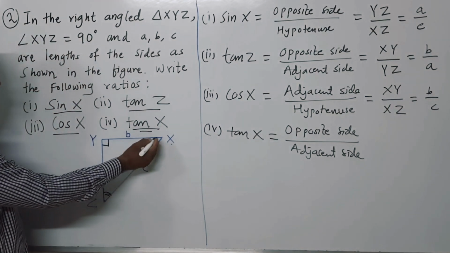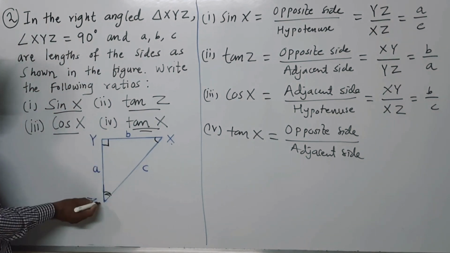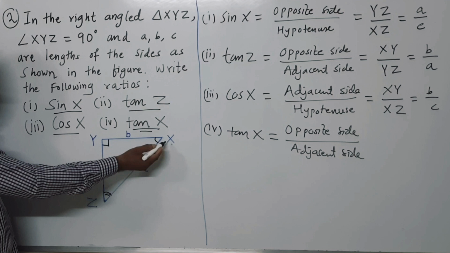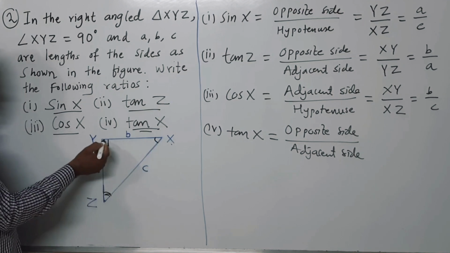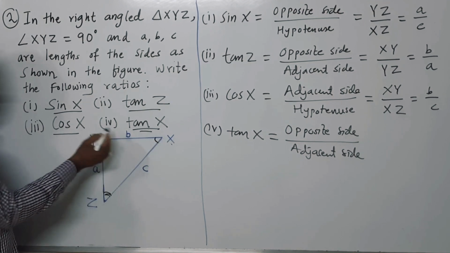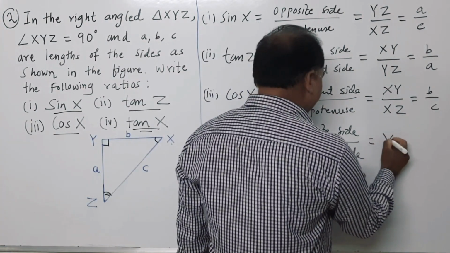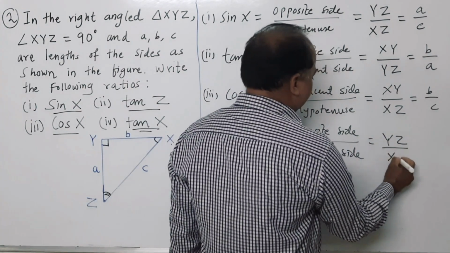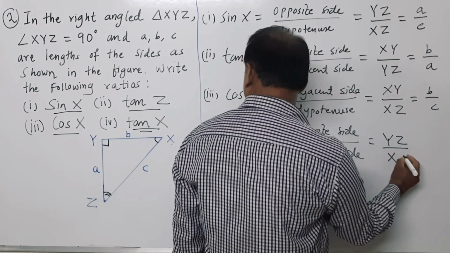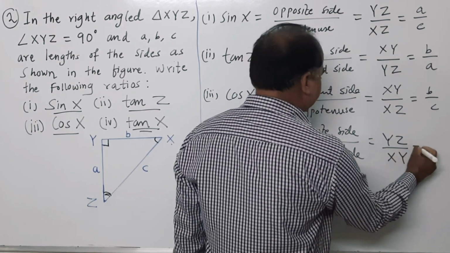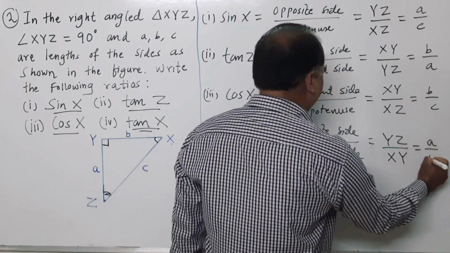For angle x, the opposite side is side YZ, which is a, and the adjacent side is XY, the length of XY is b. So opposite side, that is YZ upon XY, adjacent side, that is a upon b.